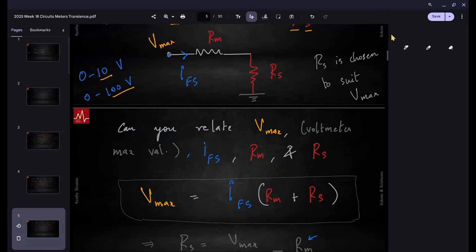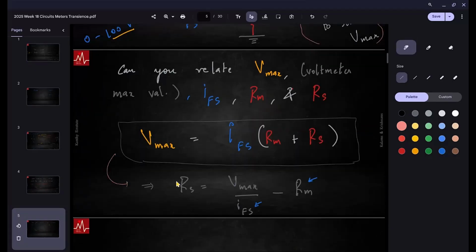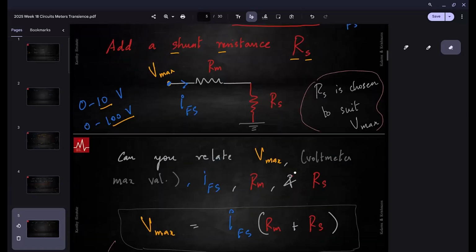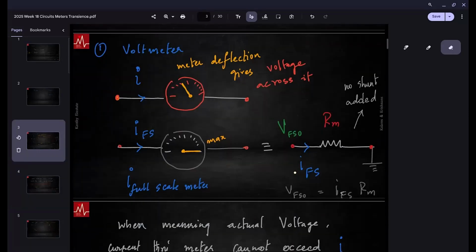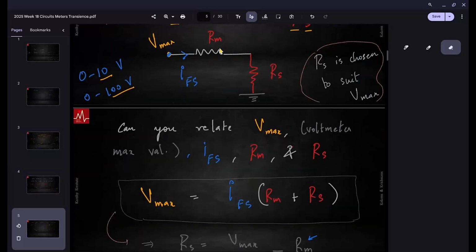This bit is what I wrote here. RS is chosen to suit Vmax, right? You have it in that equation here. Once you give me Vmax, I can tell you what that RS is. This is how a voltmeter works. Simple resistive circuit. Just need to understand what RM, the resistance in the meter, is, what the shunt resistance is, what this full scale current is, and what this Vmax is.